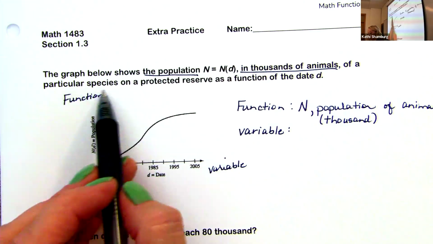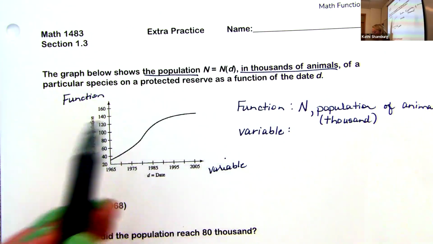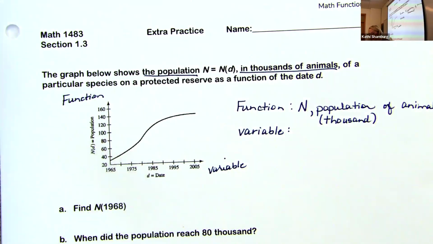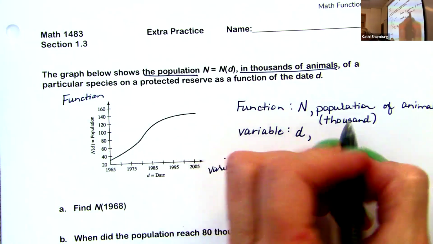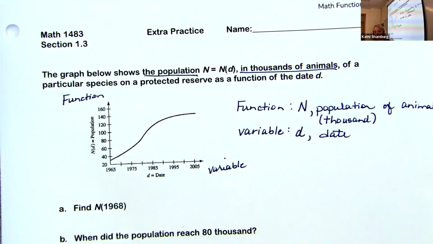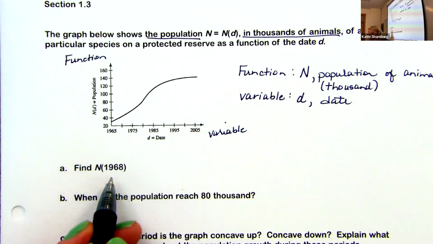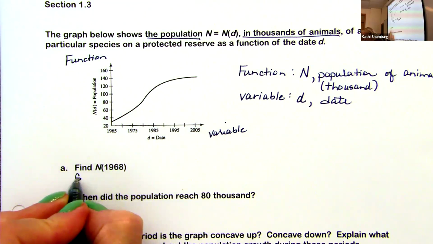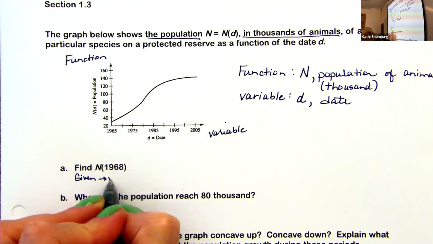Now this is a particular species on a protected reserve, so just be aware of that, but that's sufficient for your definition. All right, what did you use for the variable? D, and I look at this horizontal axis and it tells me that that is the date. So that's whatever year it was. All right, find N at 1968. All right, what was given? Function or variable? Oh, variable.